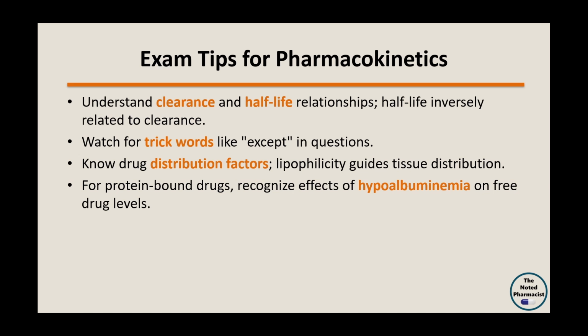The third tip is that understanding distribution characteristics of drugs, especially factors like lipophilicity, can guide predictions about a drug's behavior in the body, including volume of distribution and distribution to fat tissue. The fourth tip is that in questions about highly protein-bound drugs or patients with hypoalbuminemia, recall that a decrease in protein binding will increase the free drug fraction, potentially leading to increased effects or side effects.